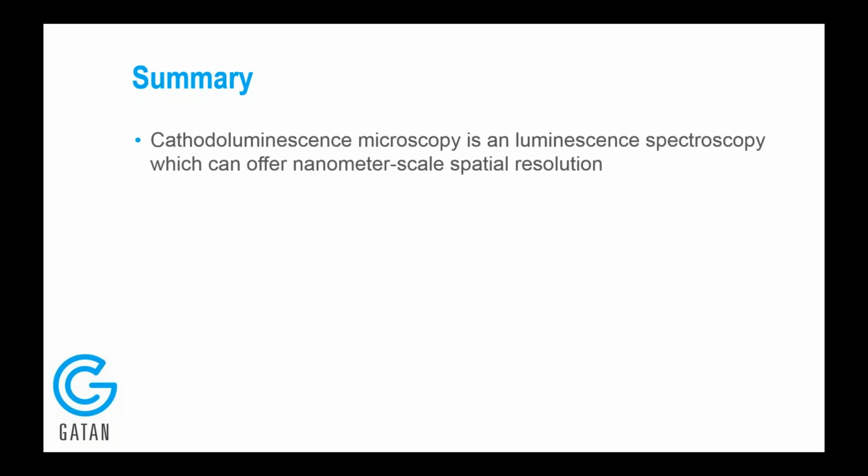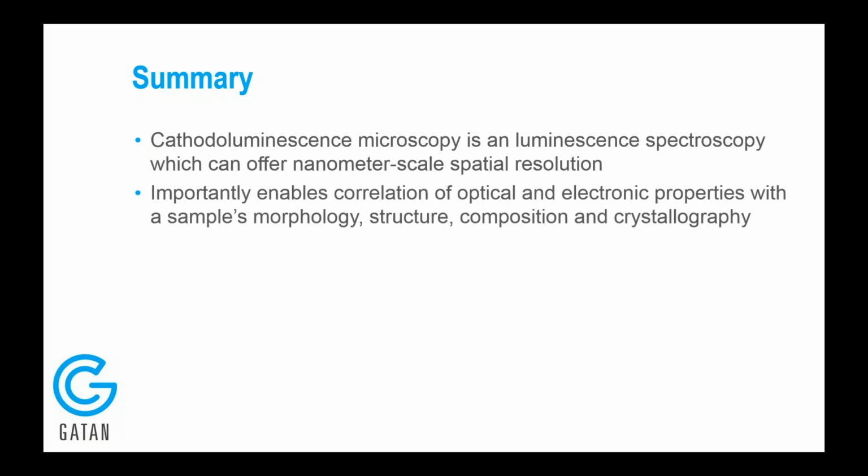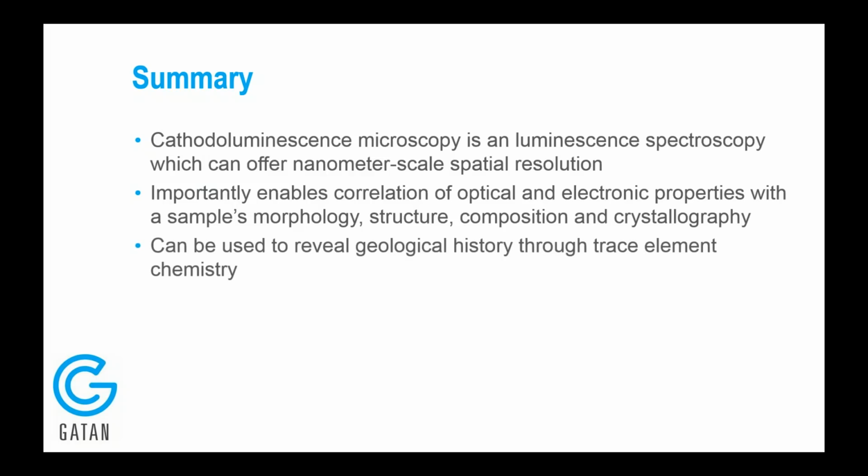So hopefully all of these you should have remembered from the presentation, but cathodoluminescence microscopy is a luminescence spectroscopy which offers potentially nanometer scale spatial resolution. And just as importantly, and in some cases more importantly, it enables the correlation of the optical and electronic properties with the sample structure, composition, crystallography, morphology. We use this information in a variety of ways, including revealing the geological history through trace element chemistry, so performing geochronology studies, thermobarometry, revealing different generations of crystallization.